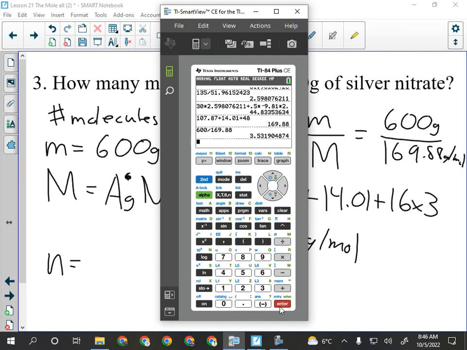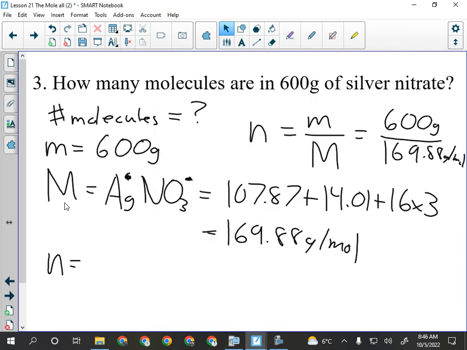Okay, so we have 3.53 moles. I want to keep all those decimals in my calculator, okay? I'm rounding off because I don't want to write them all on the board, but the proper thing to do is to leave them all in your calculator. Everyone follow me there? We don't round off until we're done the whole question.